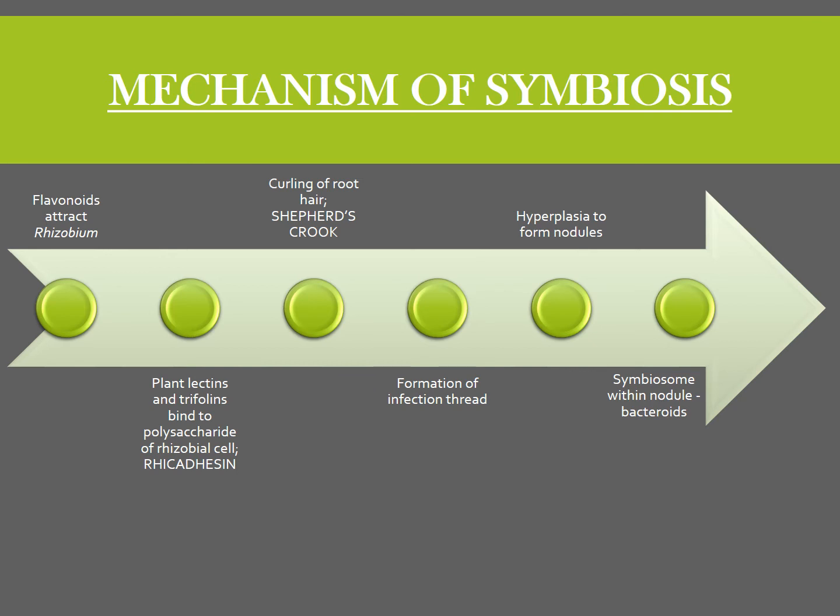These are just to show you the different steps that I have just told you, that is flavonoids attract rhizobium, then we have the help of lectins, trifolins and ricardicin which are helping to bind the rhizobial cell to the plant. It leads to curling of root hair and formation of shepherd's crook. Then there is formation of infection thread. Once it reaches the cortex, there is hyperplasia of the cortical cells to form nodules, and inside the nodule we have symbiosome, inside which we have bacteroids which are the pleomorphic rhizobia. This is the mechanism of symbiotic nitrogen fixation in rhizobium.